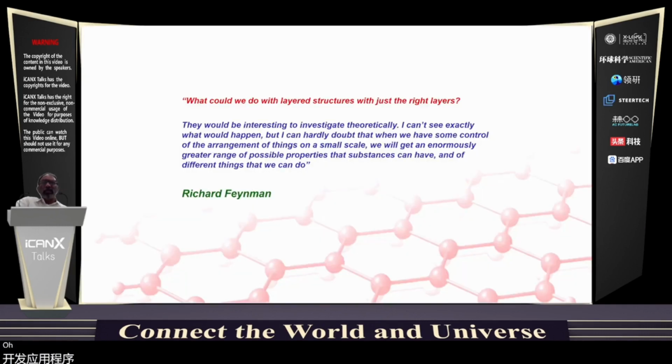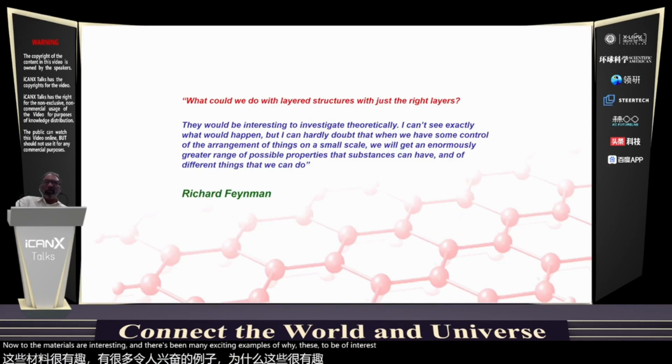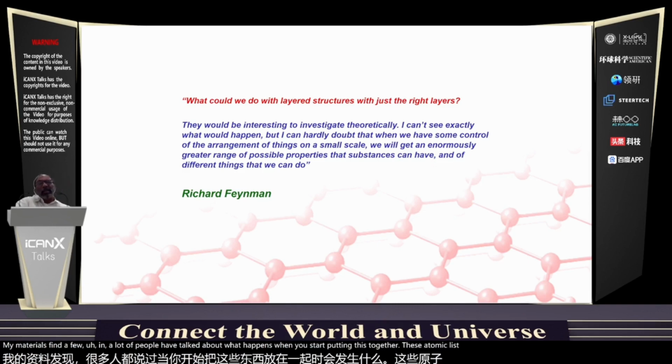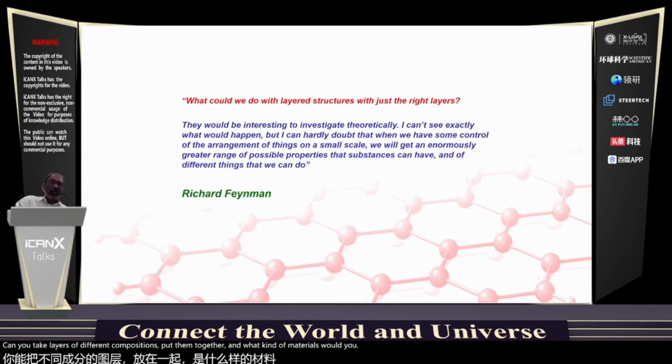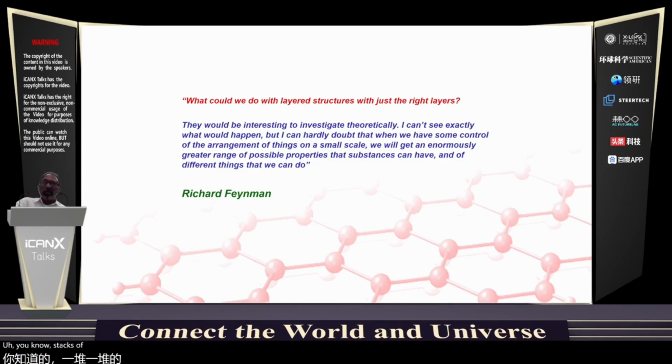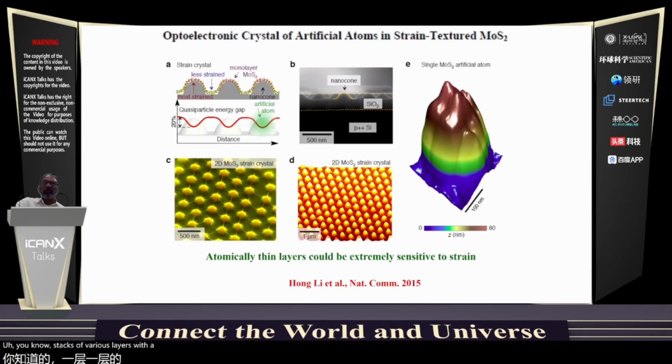Now, 2D materials are interesting, and there have been many exciting examples of why these could be of interest. From a materials point of view, a lot of people have talked about what happens when you start putting these atomic layers together, in various order, in a combinatorial way. Can you take layers from different compositions, put them together, and what kind of materials would you get? What kind of interactions would you expect? Change the electronic structure of these materials as you choose and build stacks of various layers of different compositions.